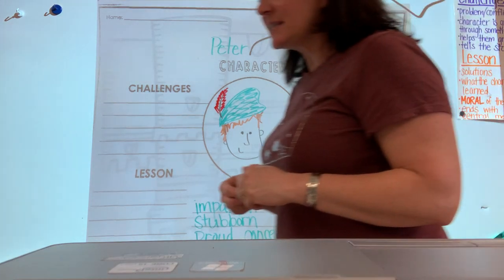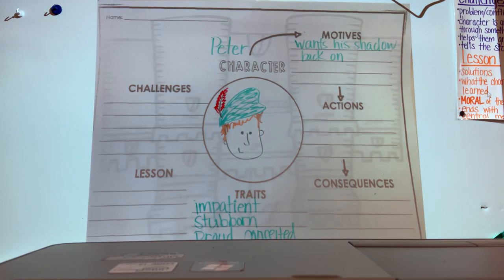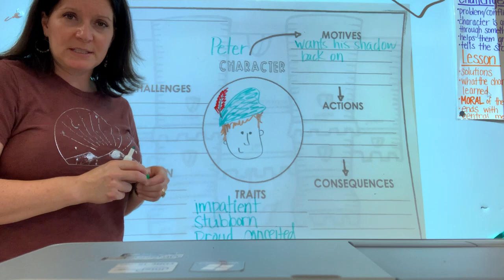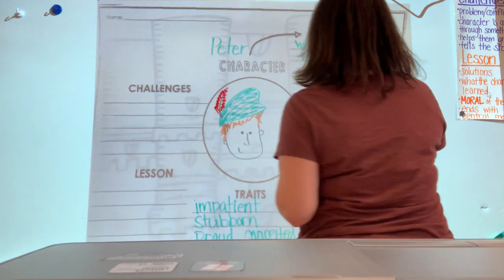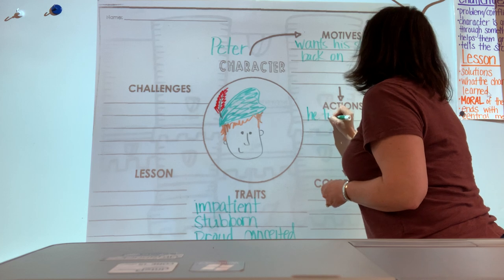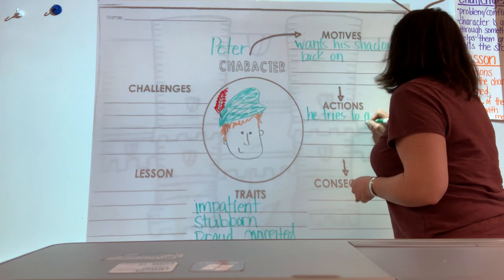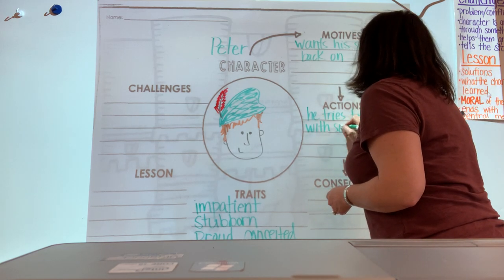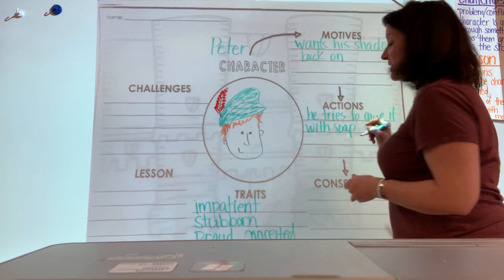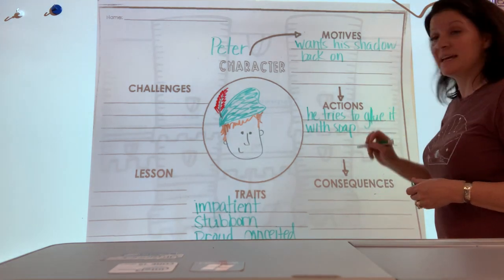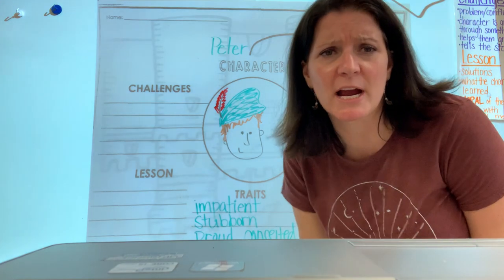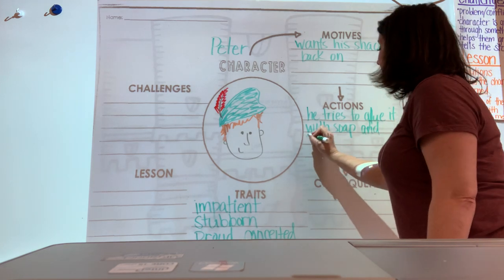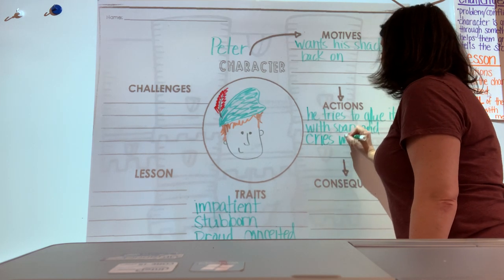So what actions does he take? Well, he tries a few things. Let's think about it. What does he do? I'm gonna give you some think time. What does he do to get it back on? You think about it. Wow, what's he do? He tries to glue it back on with soap. And then he cries. I mean, he is impatient. He cries it won't work. He's upset. So that's his actions. He cries when it won't work.